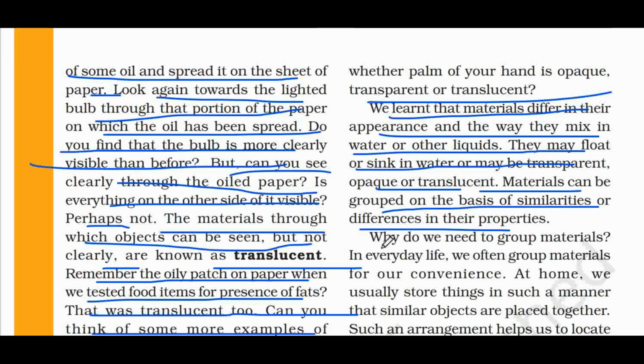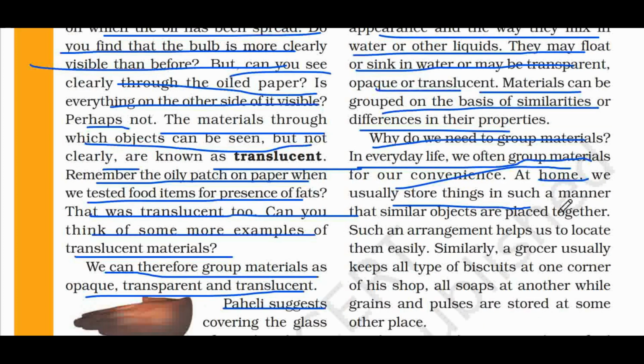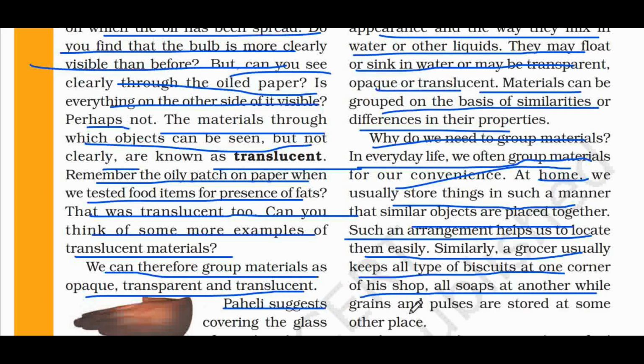Why do we need to group materials? In everyday life, we often group materials for our convenience. At home, we usually store things in such a manner that similar objects are placed together. Such an arrangement helps us to locate them easily. Similarly, a grocer usually keeps all types of biscuits at one corner of his shop, all soaps at another, while grains and pulses are stored at some other place.